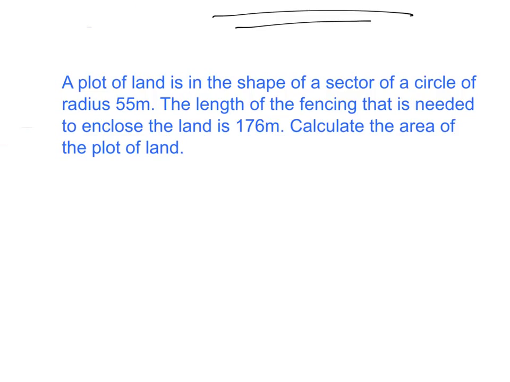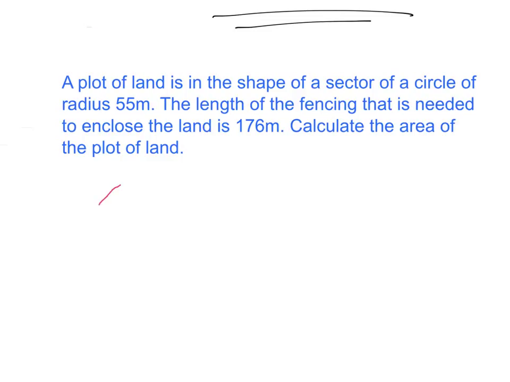Okay, this is a great example question. I love this. Okay, here we go. A plot of land is in the shape of a sector of a circle of radius 55 metres. Of course it is. All land comes in sectors. Anyway, the length of the fencing that is needed to enclose the land is 176 metres. Calculate the area of the plot of land. Okay, let's just have a little diagram of what's going on in order to start labelling things.